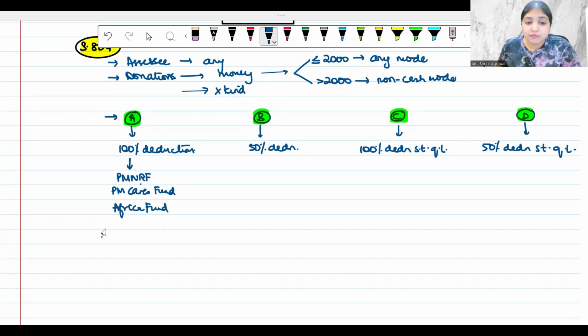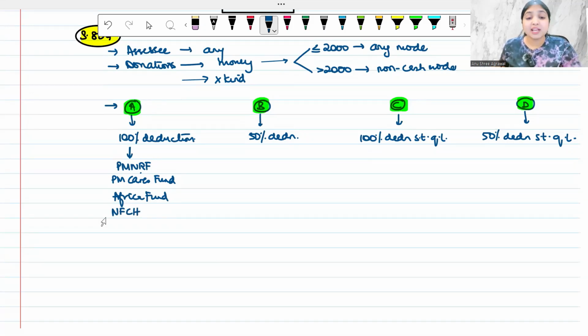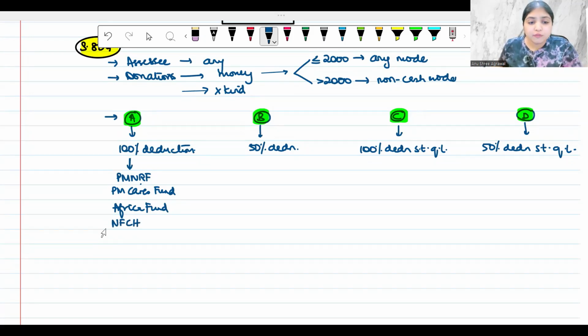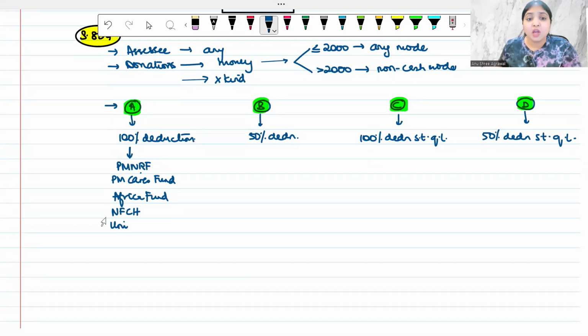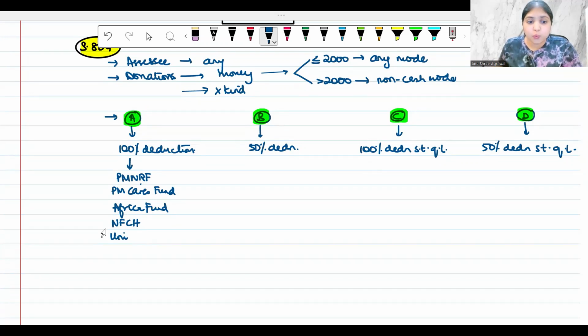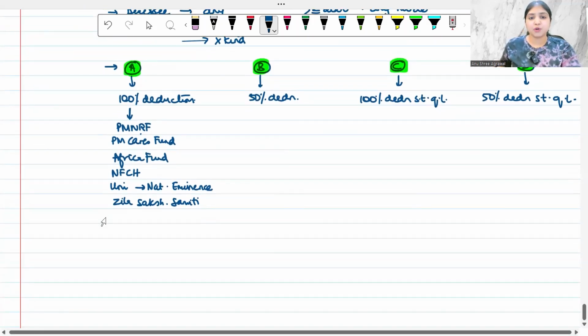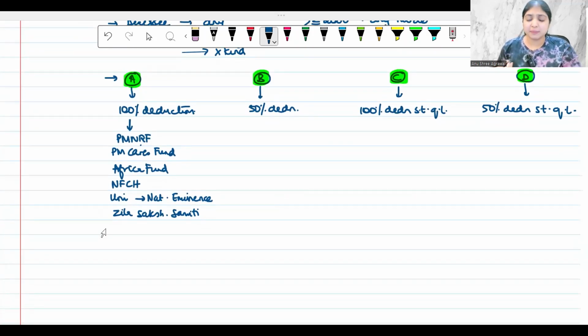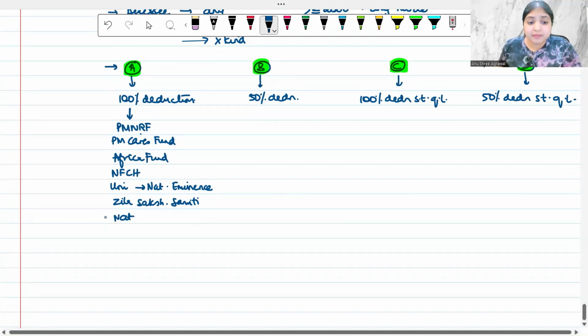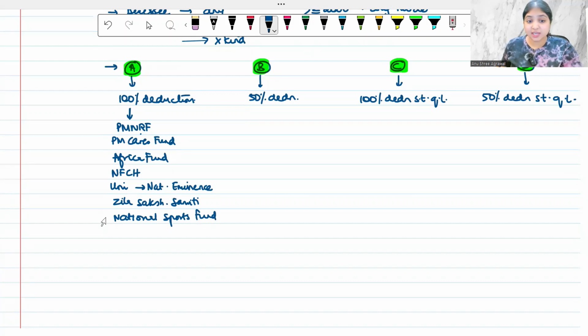Then there's also the National Foundation for Communal Harmony, or if you make a contribution to any university or any educational institution which is of national eminence, or if the contribution is being made to the Zilla Saksharta Samiti, all these national funds and Prime Minister funds are what we're talking about over here. Then we have an Andhra Pradesh fund over here. Then we have the National Sports Fund also under category A.